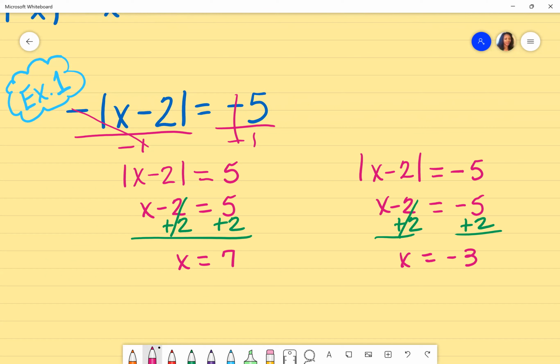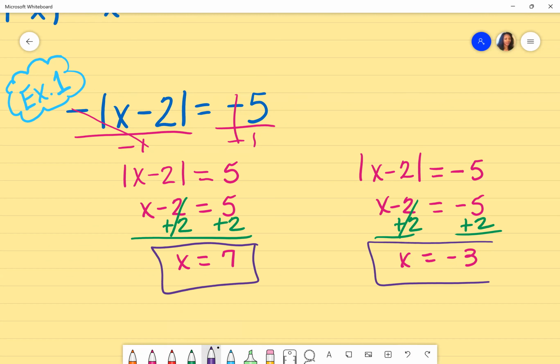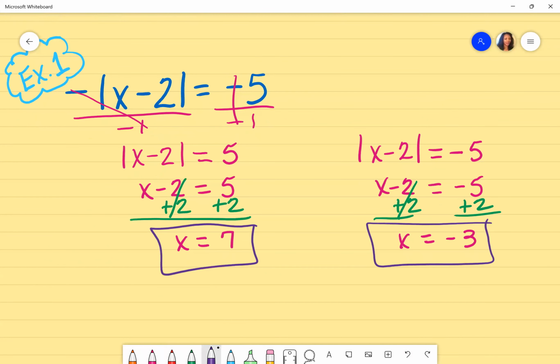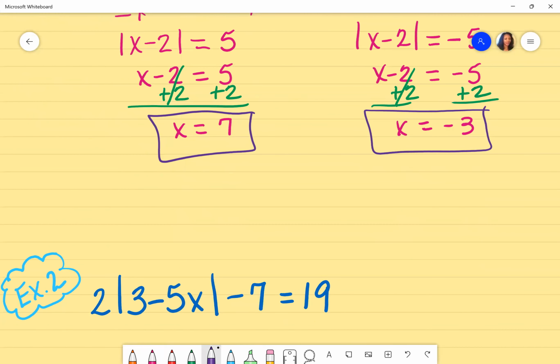So if I wanted to test these values, what I would do is I would go back to my original and then substitute it in. And in this case, both of those do actually work. Let's go ahead and box those off. These are both of my answers for example 1. So let's go on to example 2.